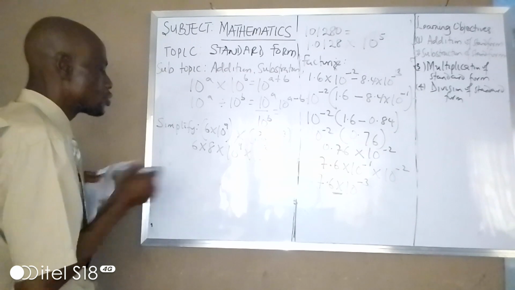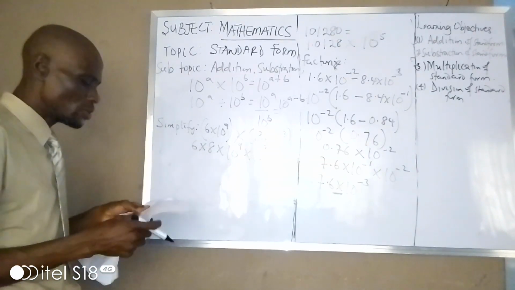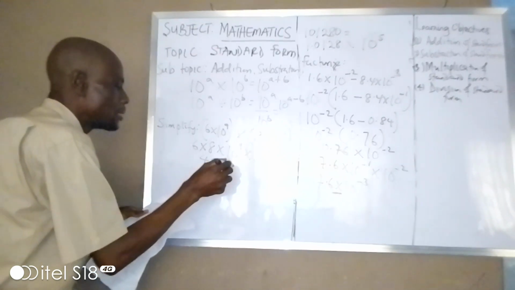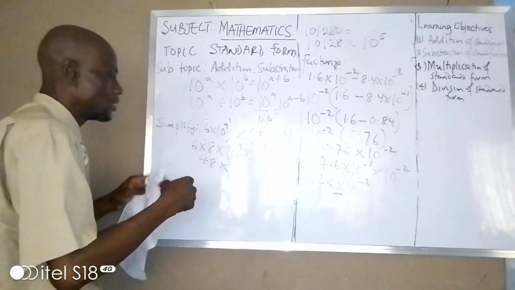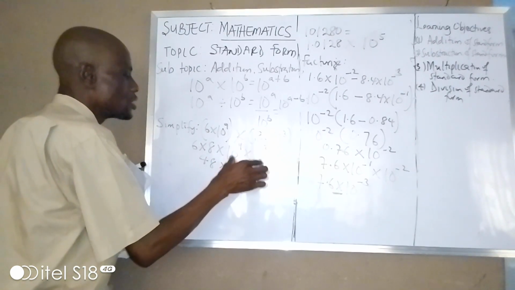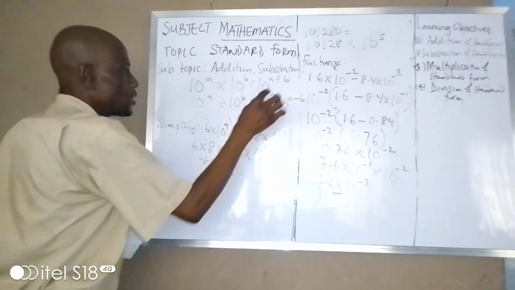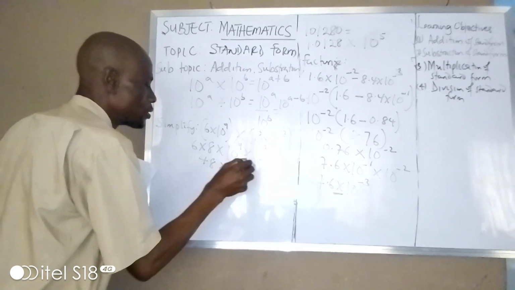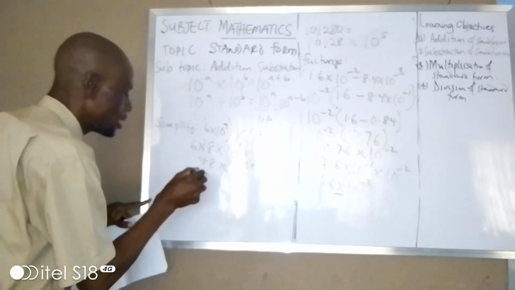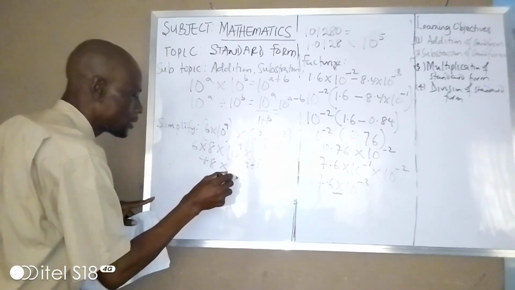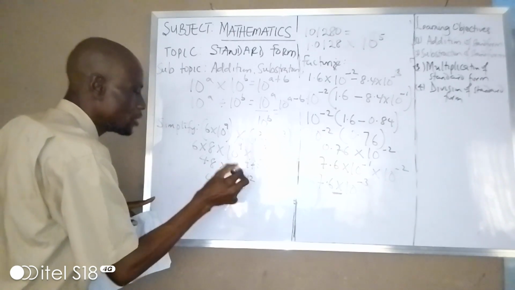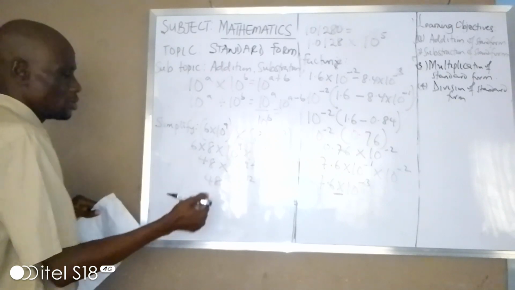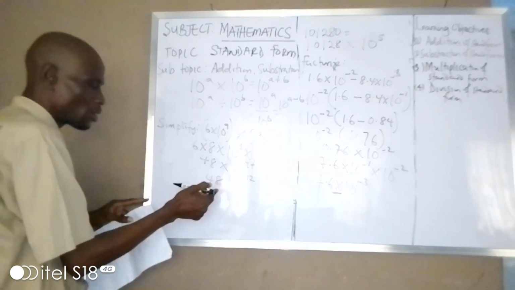Now, 6 times 8 will give us 48. Multiplied by, like I've said, when the bases are the same, you add their power, like we have in the general law. That means 9 plus 3. Now we say 48 times 10 raised to the power 12, since 9 plus 3 gives us 12. You have formed a standard form. We can take it up from there.